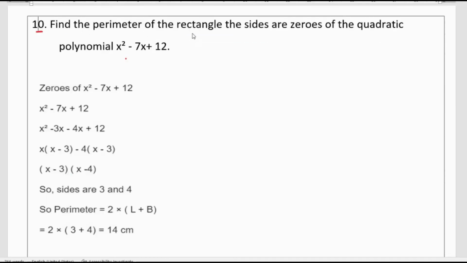10th question, find the perimeter of the rectangle whose sides are the zeros of the quadratic polynomial x square minus 7x plus 12. So the sides of the rectangle are given as the zeros of the quadratic polynomial. To find the perimeter of the rectangle, students, we have to find the zeros. We know how to find the zeros using the factorization method. We got zeros as 3 and 4. So the perimeter of the rectangle is 2 into (L plus B). One zero is 3 and another zero is 4. So 2 into (3 plus 4) is 7, 2 times 7 is 14. So the perimeter of the rectangle is 14 centimeters.